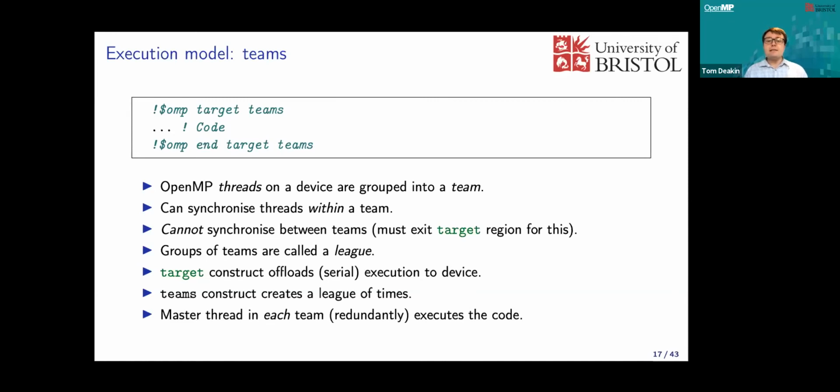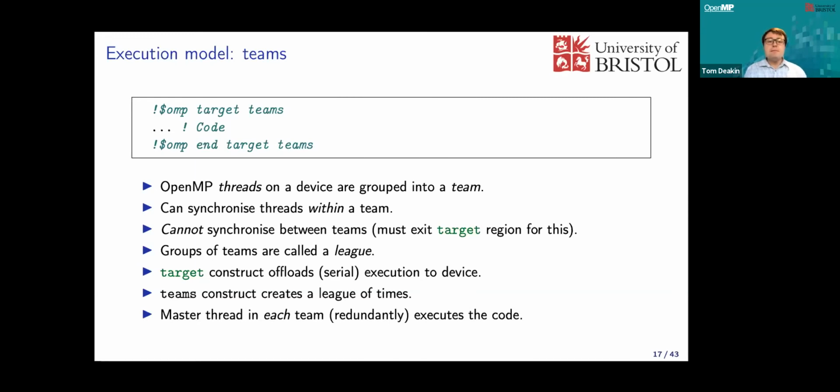However, when we end target, so we must exit the target region, that is when we do synchronize between teams, because the whole device performs that whole device synchronization when execution returns from the target device back to the host. So at that point, we know all our teams have finished executing. But before that, there's no way to get this synchronization. So we have our threads, and they're grouped into teams. And groups of teams are called a league. We have a league of teams, and there's a team of threads. So our target construct, OMP target, this offloads serial execution to the device.